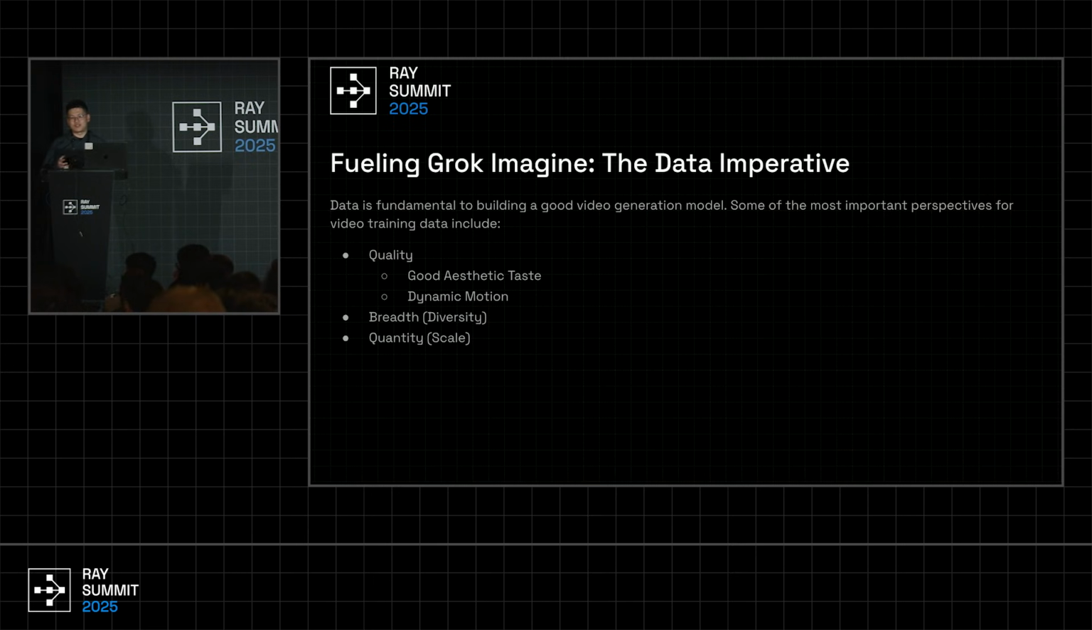For the video generation models, you need to have a good coverage of world knowledge. You need to know how to do things like play basketball, play soccer. So we need to feed this kind of data to our video generation models. Lastly is about quantity and scale. If you want to train pre-training level models from scratch, you definitely need lots of data.